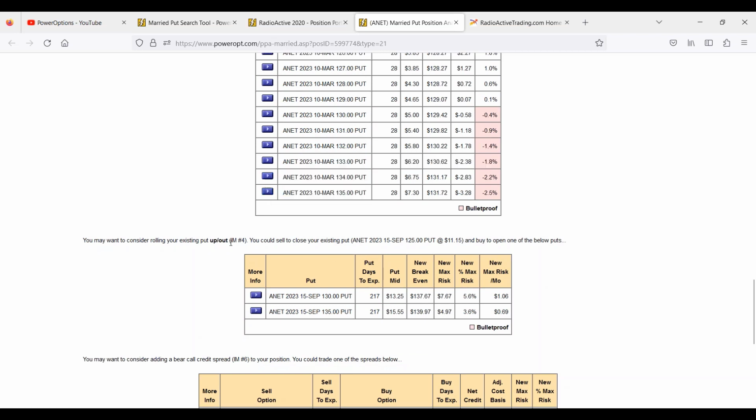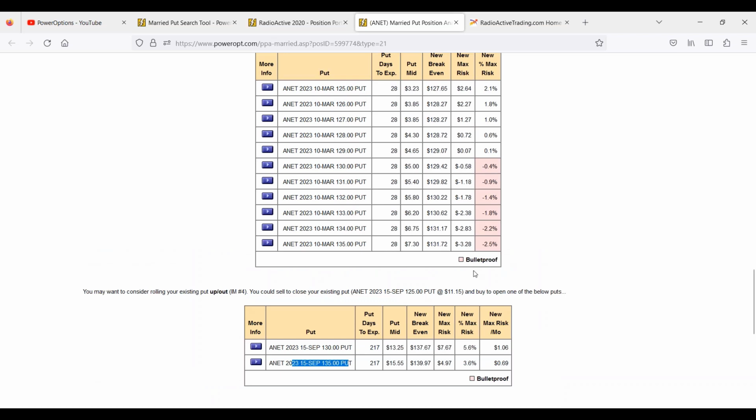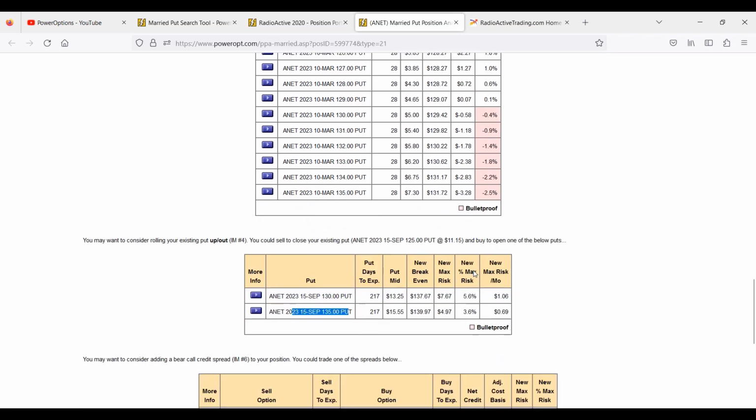I could even use income method number 4 and cut the risk, just about in half there, by moving up to the September 135 put option as well. So there's a lot of opportunities here to do some damage and do some proper adjustments without considering the current delta and the implied volatility.